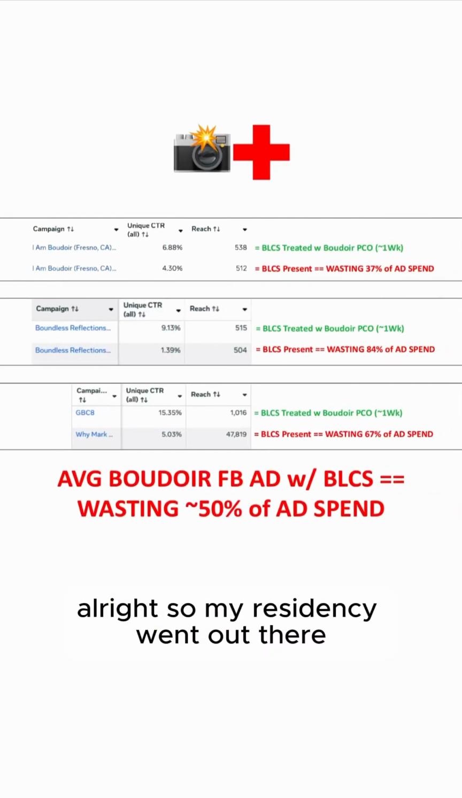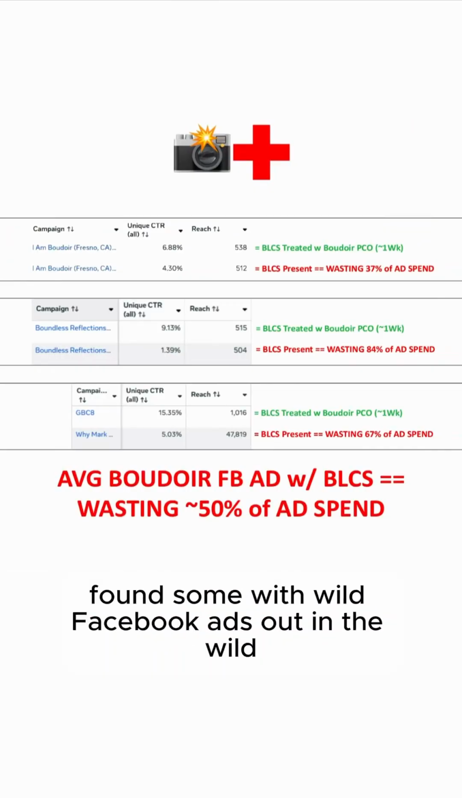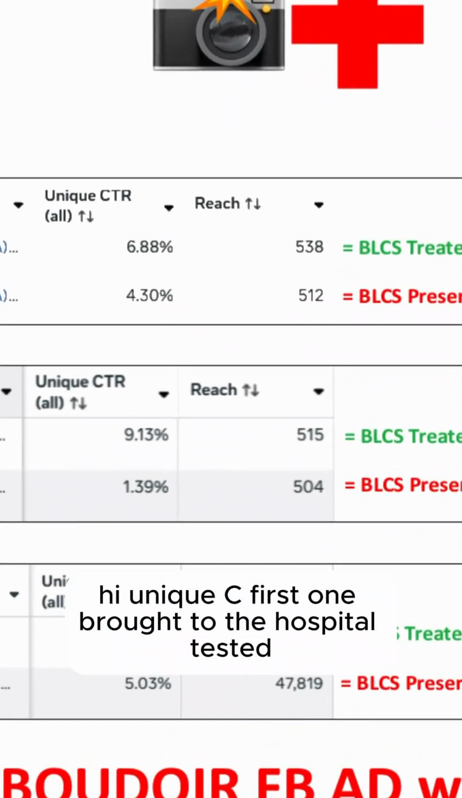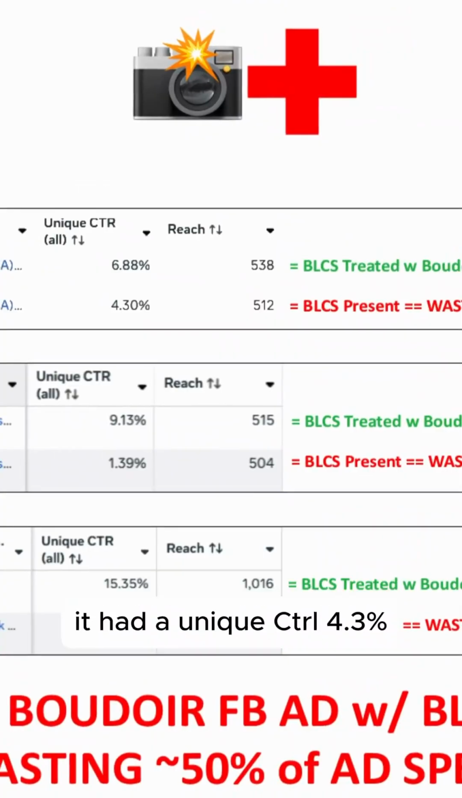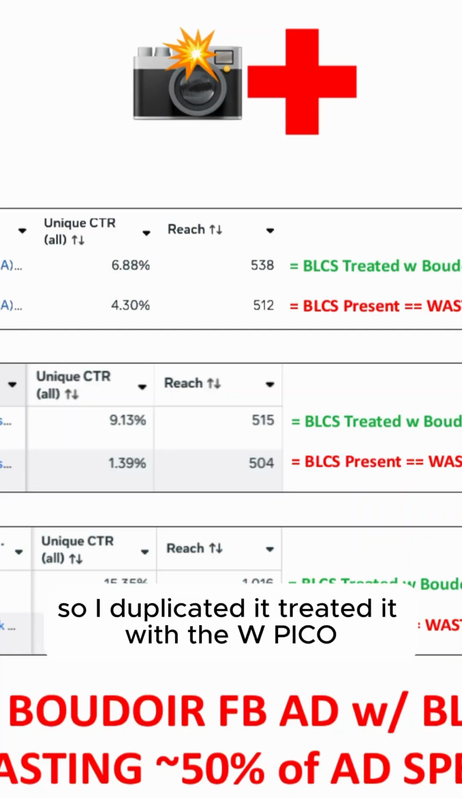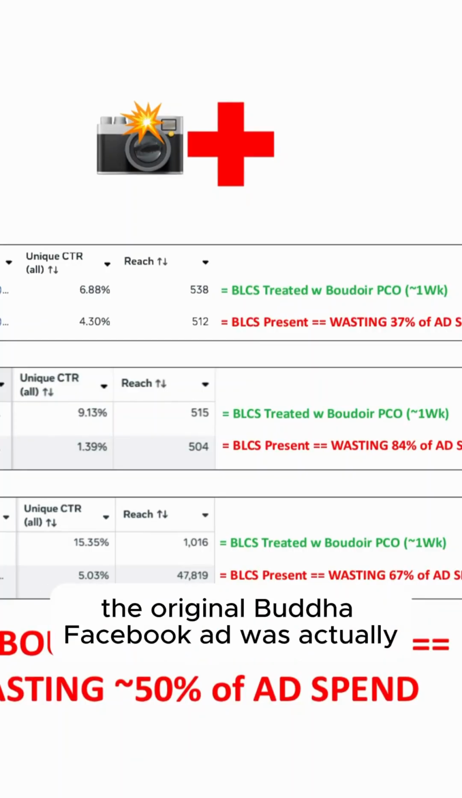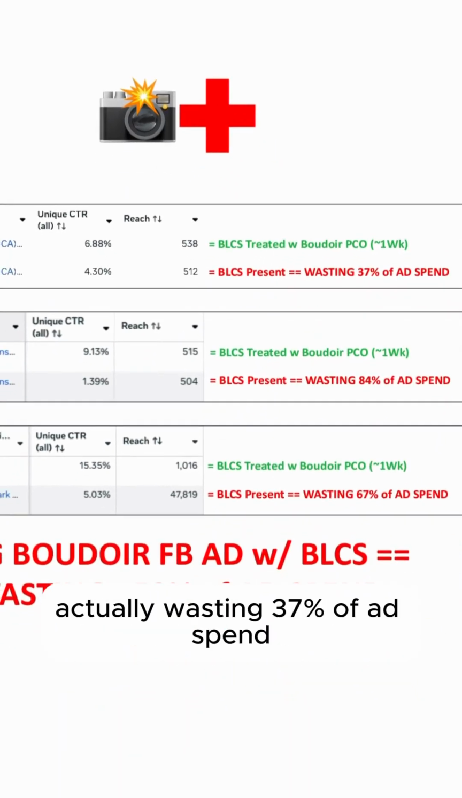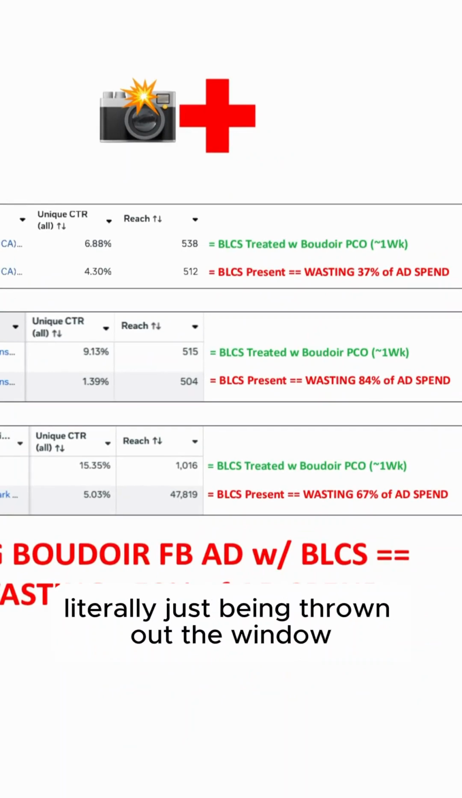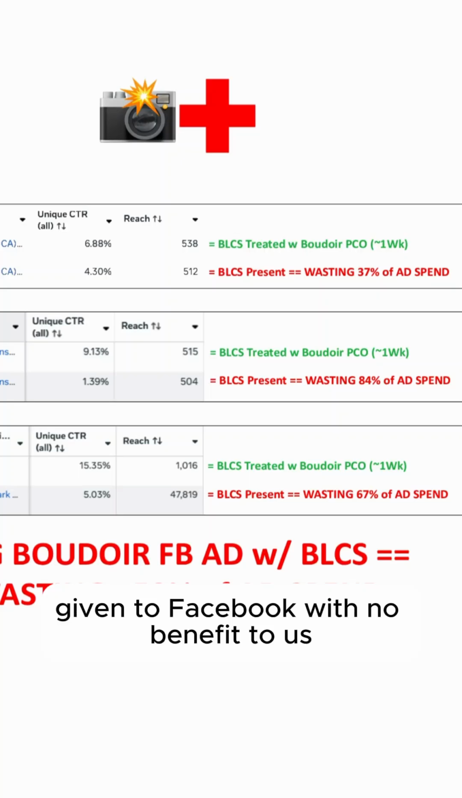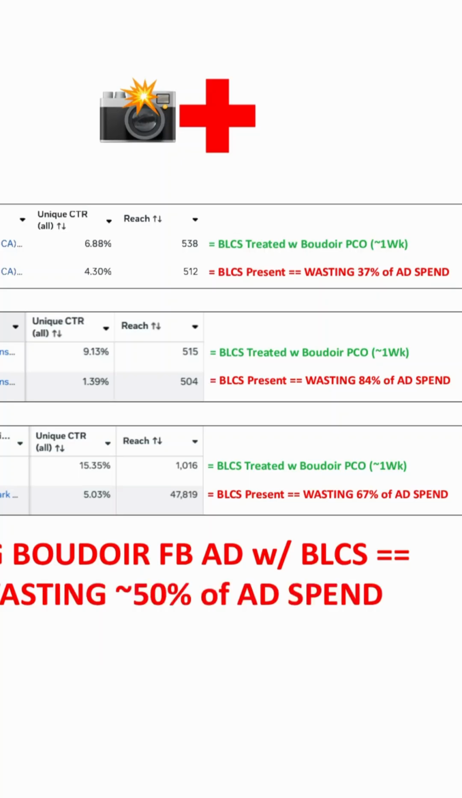All right, so in my residency, I went out there and found some Boudoir Facebook ads out in the wild. The first one, I brought to the hospital, tested it, and it had a unique CTR of 4.3%. So we know BLCS is present. So I duplicated it, treated it with Boudoir Pico, took about a week, and got the unique CTR up to 6.88%. So we found out the original Boudoir Facebook ad was actually wasting 37% of ad spend, literally just being thrown out the window, given to Facebook with no benefit to us.